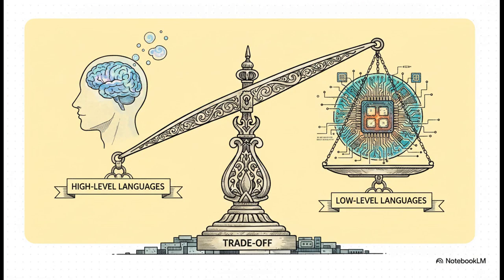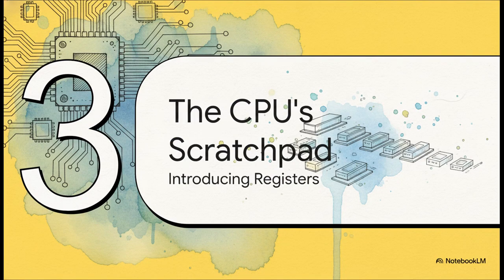So as you can probably guess, there's a big trade-off here. High-level languages are way easier for us to write, to read, to fix. But low-level languages like assembly are lightning fast. They're incredibly efficient because they're speaking the hardware's language. And that's exactly why they're still critical for things where every nanosecond counts, like in an operating system or a high-end video game engine.